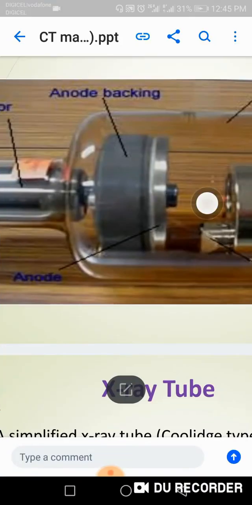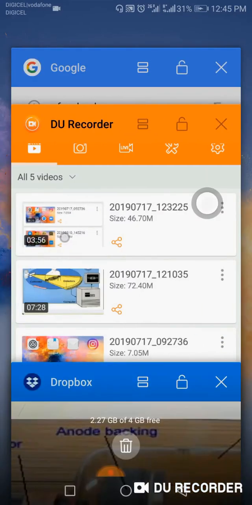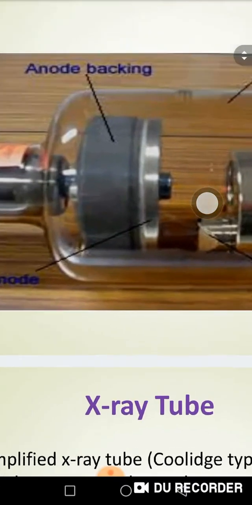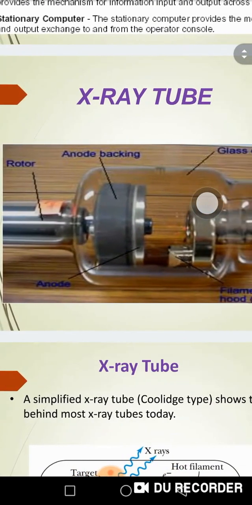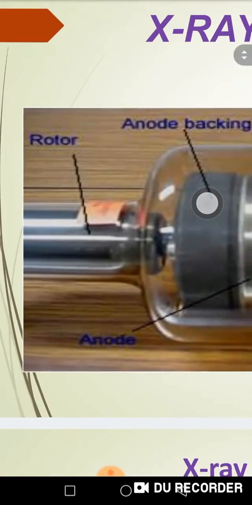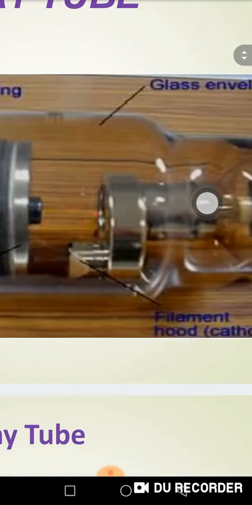This is a cathode. On the other side, there is an anode and a cathode, which is a glass tube that is evacuated of air. This rotor performs the rotation of the anode, as we will understand later.